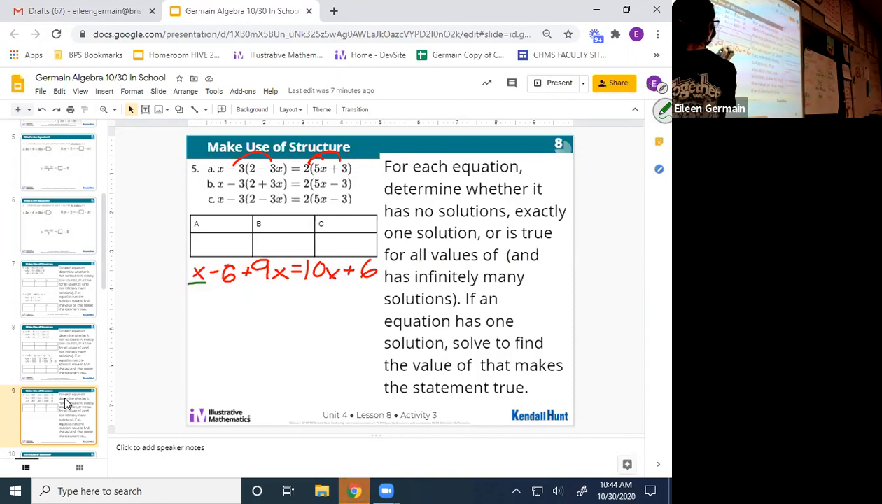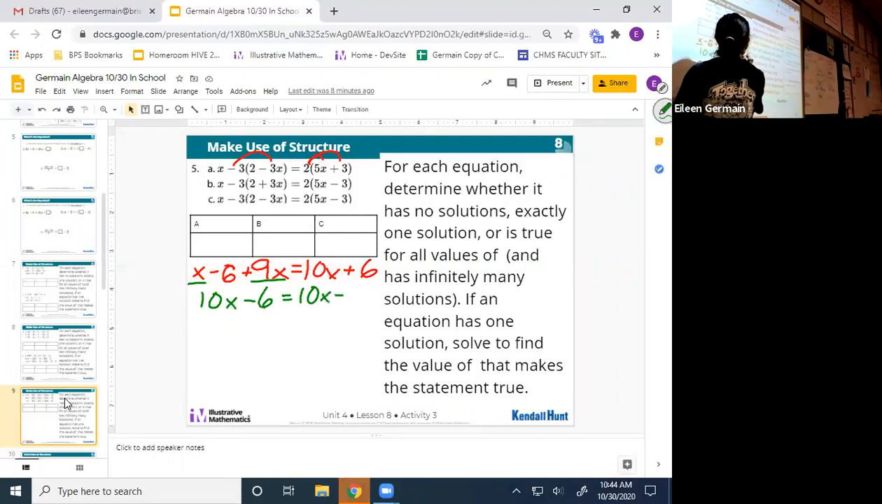I have an x and an x. I have to combine like terms. I have to combine them, bring them together. An x and a 9x combines to a 10x. 10x minus 6 is equal to 10x plus 6. What do we think for this one? 10x minus 6 is equal to 10x plus 6.